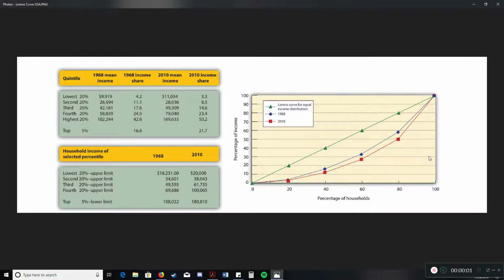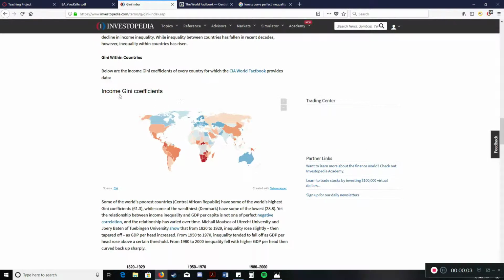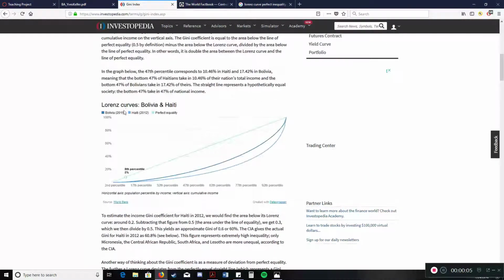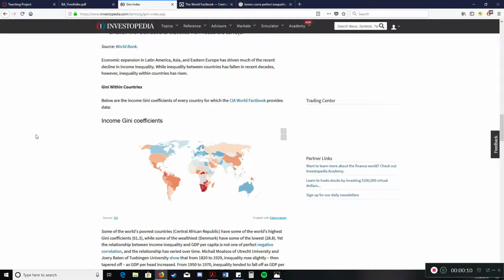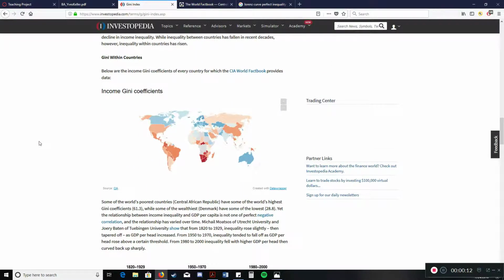Now I will head back to one of the previous web pages I used, which I used to explain the Lorenz curve for Bolivia and Haiti, to show that it has a map that shows the Gini coefficients, the percentages for each country in the world. So for the U.S., 45% for 2007, Mexico is 48.2%, and Brazil is 49.7%.